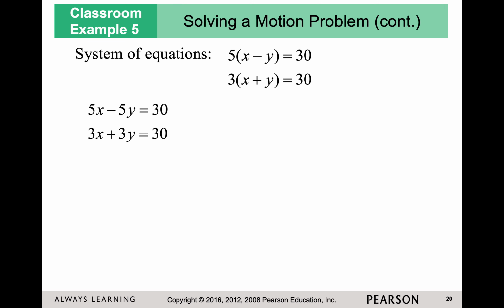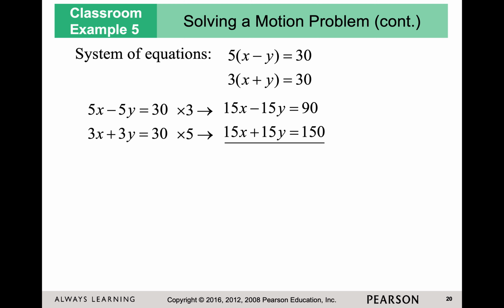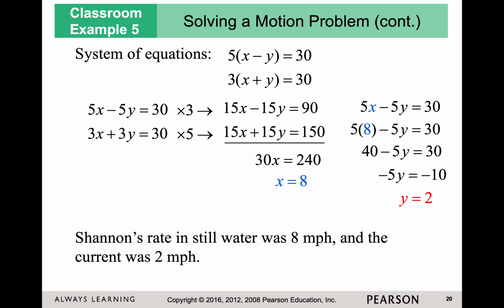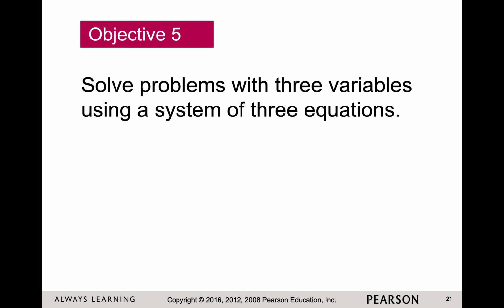So I would go ahead and distribute, and I would use elimination here and not substitution, so that I can get my x variable is 8. I'm going to plug that back in to get my y variable, which is 2. And that signifies that Shannon's rate in the still water is 8 miles per hour, but when the current is affecting her, it's 2.